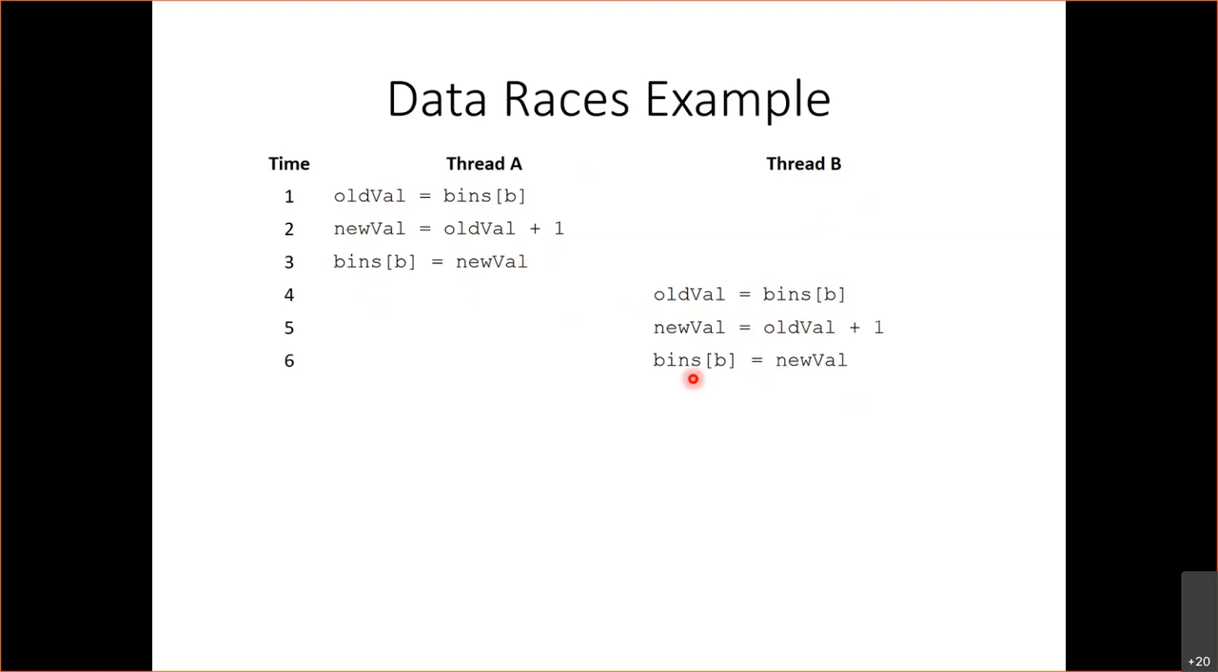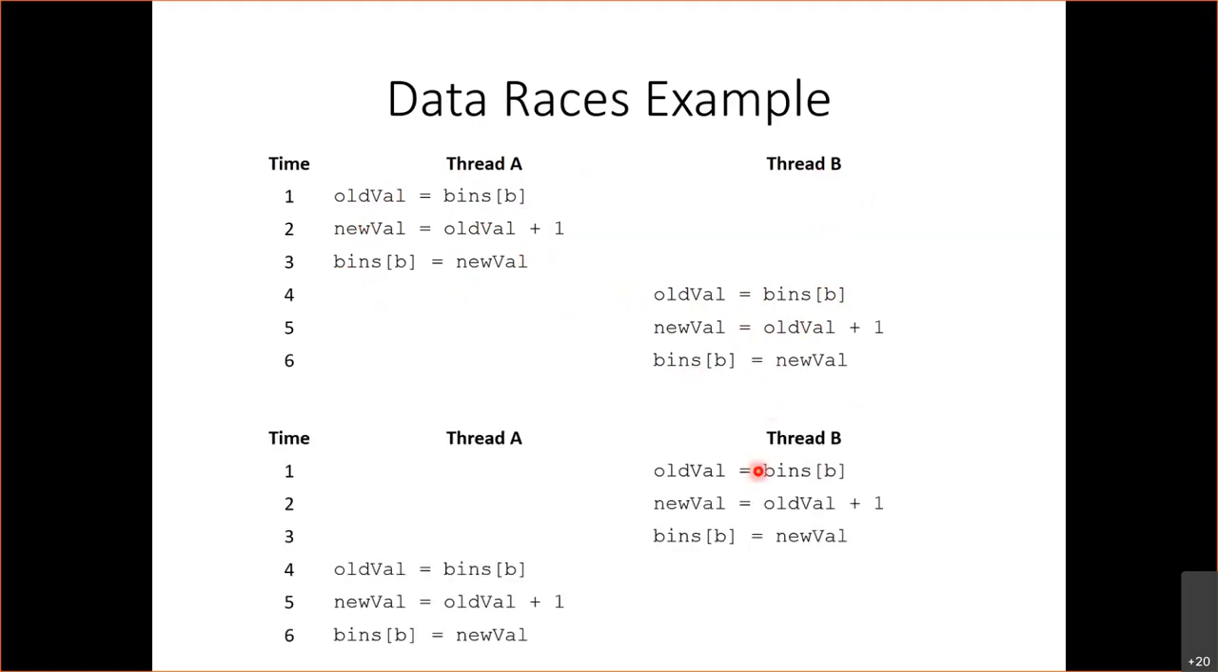Okay. Same thing if the operations done by thread B run completely before the ones by thread A. Then again, I don't have a problem. Thread B will load zero, add one, and then store one. And then thread A will load one, add one, so that you have two, and then store two. So in these two scenarios, the final value of bins of B will be 2, which is what we would like.